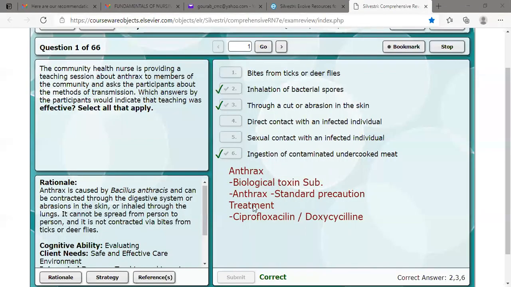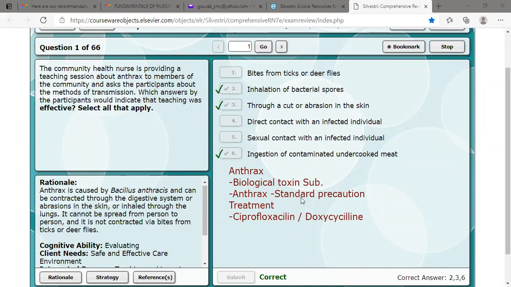So let me tell you something about anthrax. As I told you, sometimes it is used in war as a biological toxic weapon or substance. Anthrax requires standard precautions, which we need to follow. Anthrax is treated with ciprofloxacin or doxycycline.